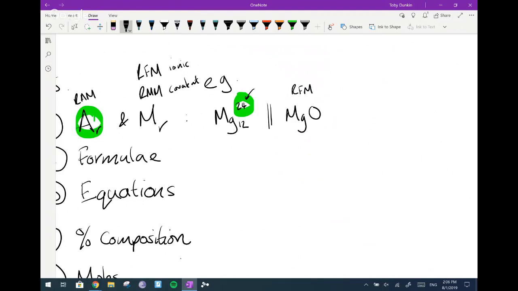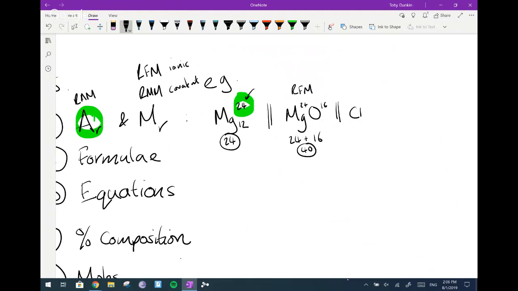Thanks for coming. So to calculate RFM, of course, the RAM for magnesium was 24. There's our answer. The RFM, because this is an ionic compound, would be 24 plus 16, and these are the atomic masses of the two elements. We know that they're bound together, so the total mass of that would be 40. So there's that one. That's relative formula mass for ionics.